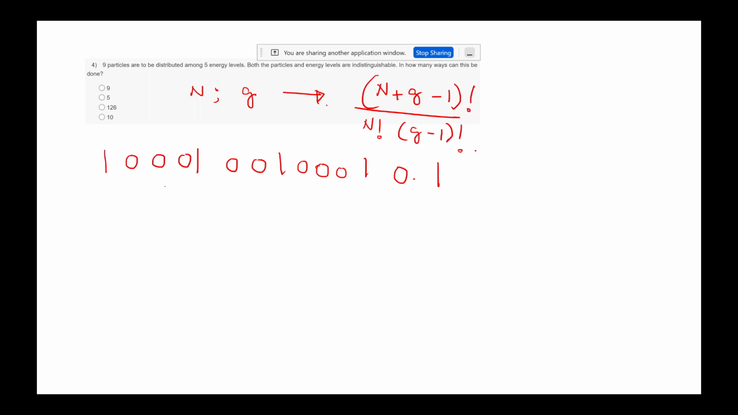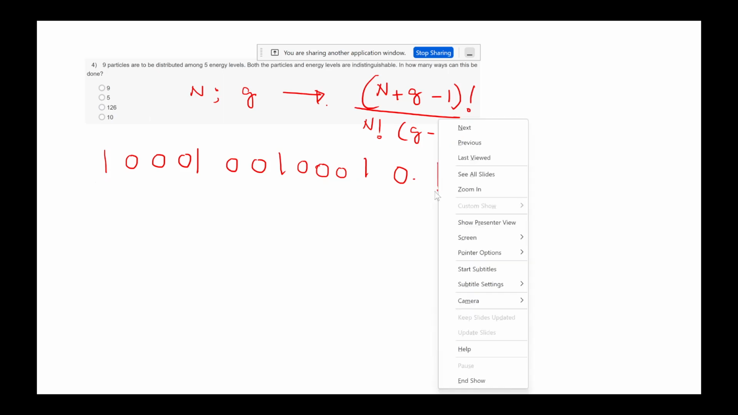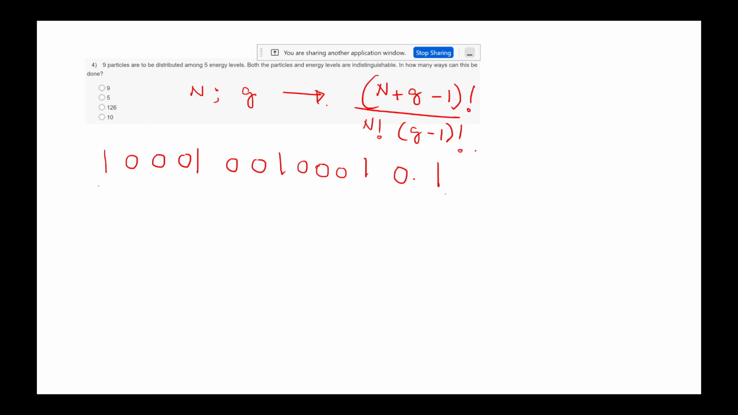Now it can be like this, that you have to fix one energy level, and you can distribute this object in how many ways it can.